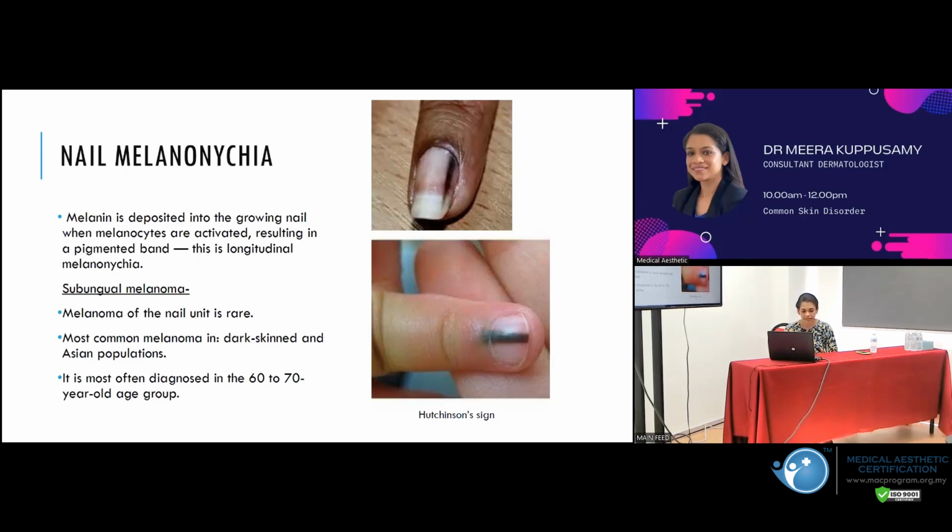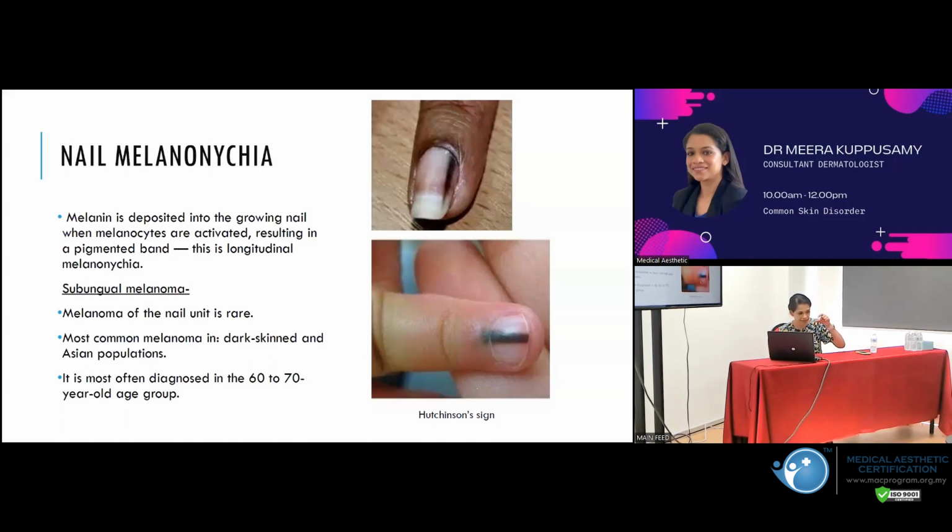And then, with the nails, you get something called Hutchinson sign, whereby the pigmentation actually goes out to the skin. So this is called Hutchinson sign. This is a sign of actually melanoma. Normally, it doesn't go out to the skin.